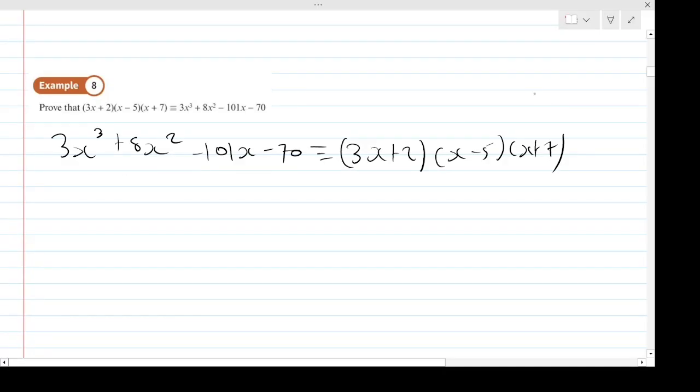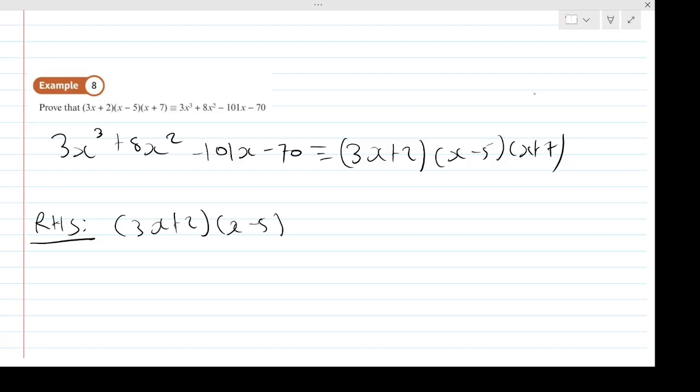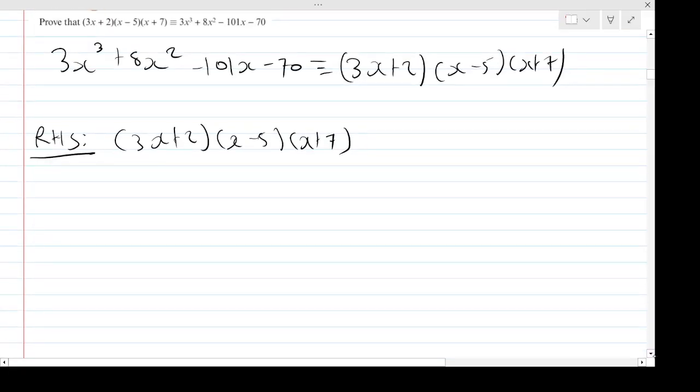So we're going to start from, and I'm going to say, right-hand side. Again, I can denote this by using that acronym. You'll be fine to use it on the exam. It's a very common abbreviation. So we have 3x plus 2, x minus 5, x plus 7. We're just going to expand the brackets, and hopefully we get to the other side. So let's just expand these two first.